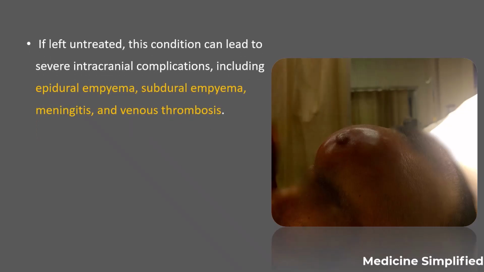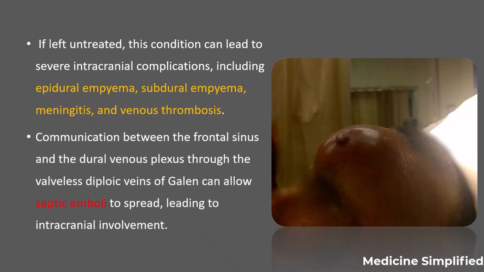If left untreated, this condition can lead to severe intracranial complications, including epidural empyema, subdural empyema, meningitis, and venous thrombosis. These conditions are caused due to communication between the frontal sinus and dural venous plexus through the valveless diploic veins of Breschet, which can allow septic emboli to spread, leading to intracranial involvement.